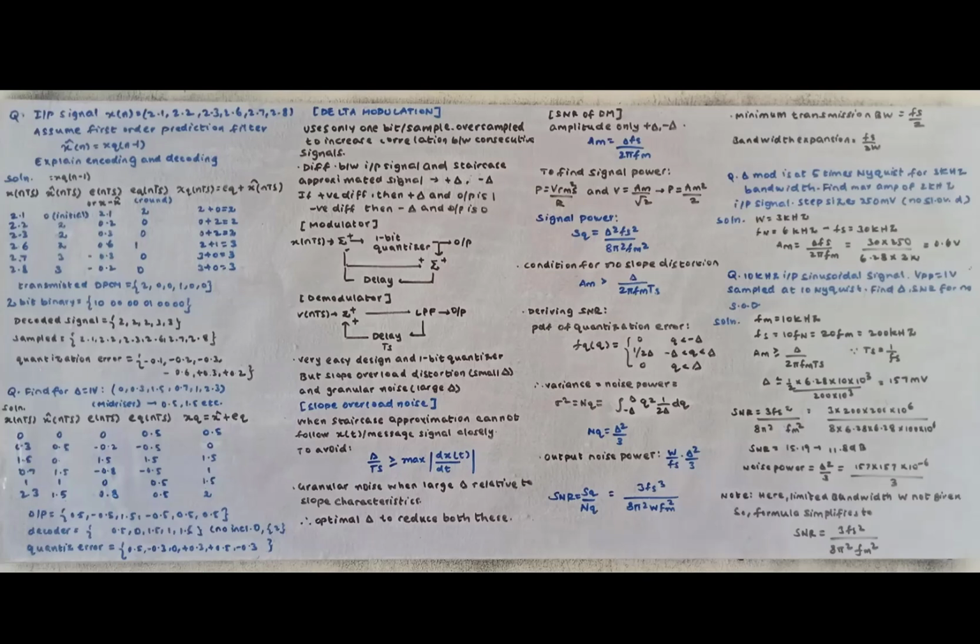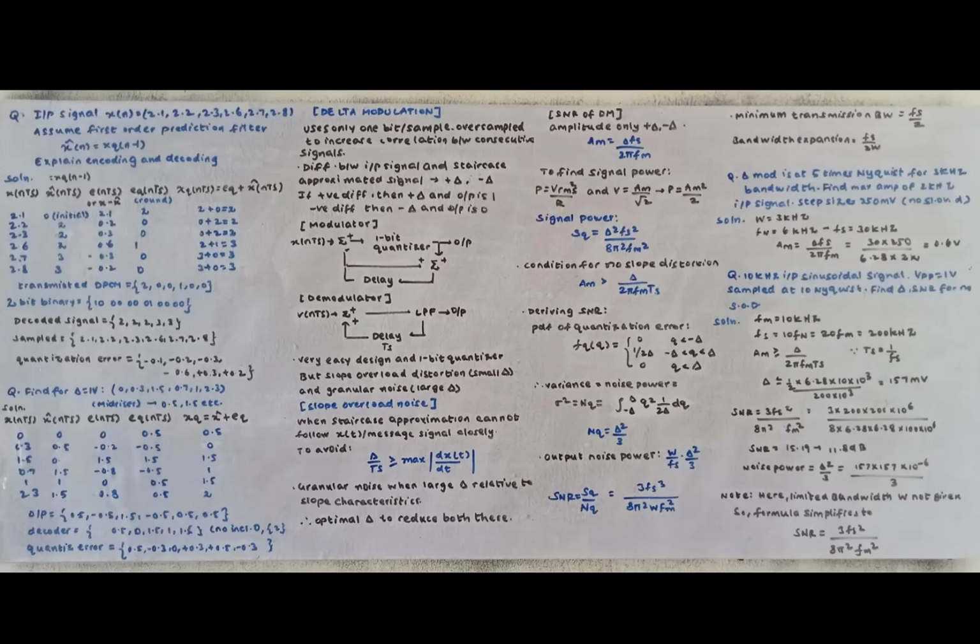So here's what you do. You draw 5 columns, and this is all from the block diagram, if you recall. So X of NTS, X cap of NTS, E of NTS, EQ of NTS, and XQ of NTS. So X of NTS is the given signal, the first column. The second is X cap of NTS. So I'll explain what to do in just a second.